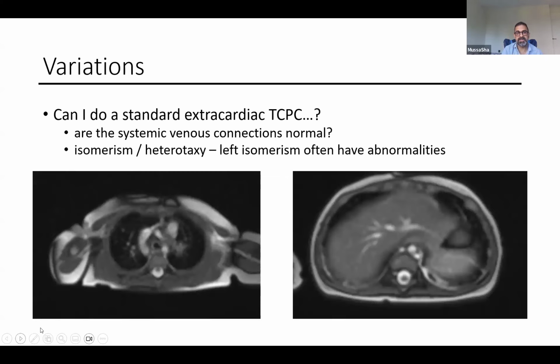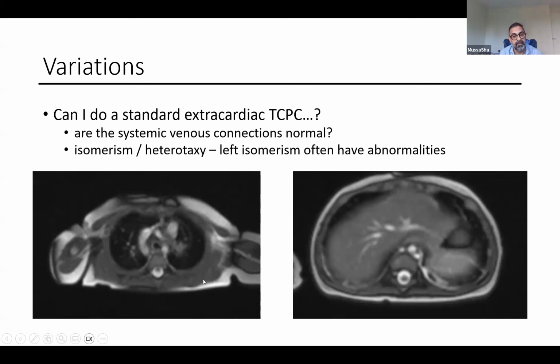What about variations? So we talked about the venous drainage, and can I actually do a standard extracardiac total cavopulmonary connection? So are the systemic venous connections normal? Do we have an isomeric patient? Isomeric patients often have problems with systemic venous drainage, and this is a situation here.